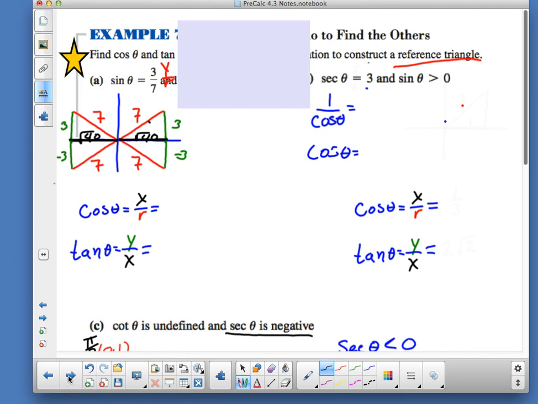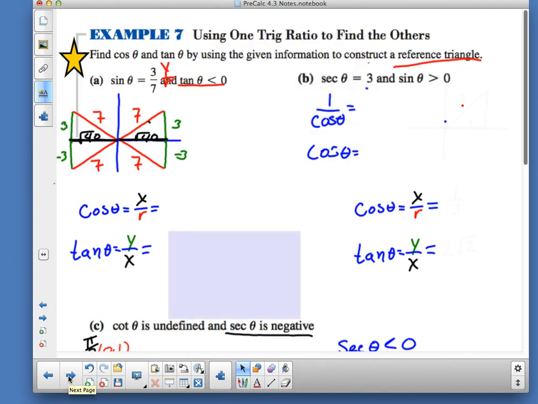Okay, this might be frustrating right now. I've got 4 possible places to work with until I get that the tangent of theta is less than 0. Where's the tangent less than 0? Okay, so I've got the tangent is less than 0 here in this quadrant, and the tangent's less than 0 in this quadrant, because the tangent's negative, correct? Are we doing okay so far?